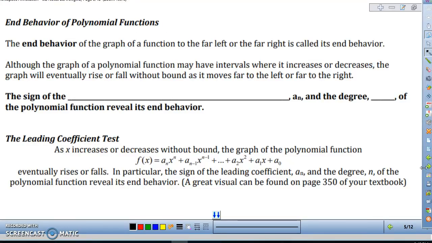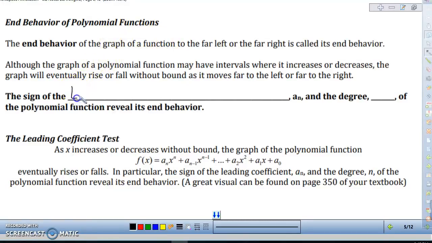This next piece is probably where we're going to be spending quite a bit of time for the next few minutes here in our notes, talking about end behavior of polynomial functions. So the end behavior of the graph of a function, we're talking about to the very far left towards negative infinity or the very far right towards positive infinity is what we call its end behavior. Although the graph of a polynomial function may have intervals in between where it increases or decreases, eventually our graph is going to rise or fall without bound as it moves far to the left or far to the right.